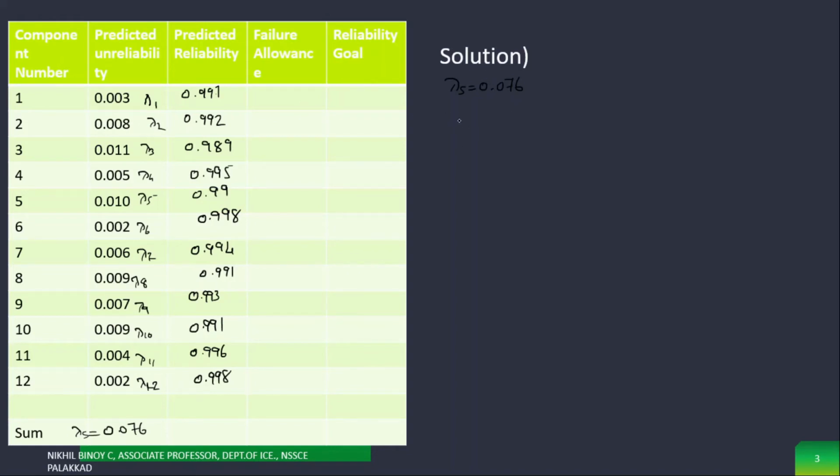So now we have RS star, the desired reliability of the system, that is 0.93. I told you we can equate this to 1 minus lambda s star. T is not important here. So lambda s star is equal to 1 minus RS star, that is equal to 0.07, which is less than lambda s. So we can proceed. The desired failure rate of the system is less than the predicted failure rate of the system, so we can do reliability allocation.